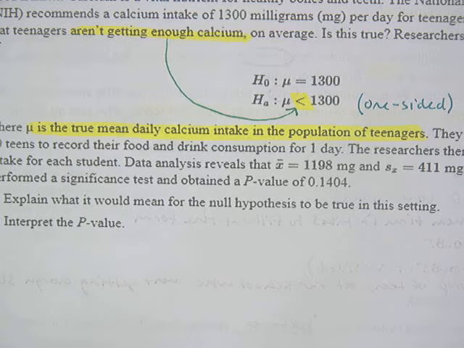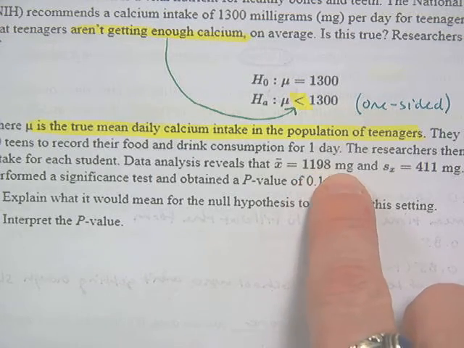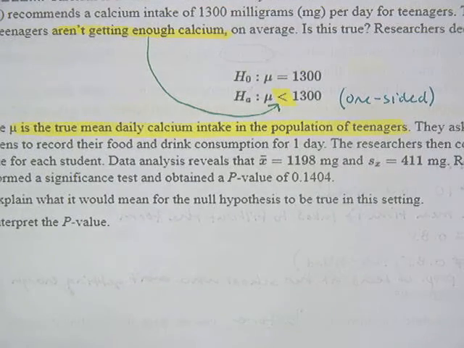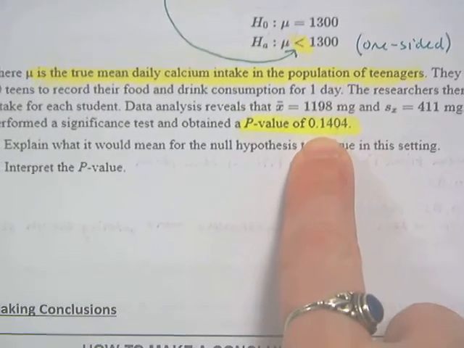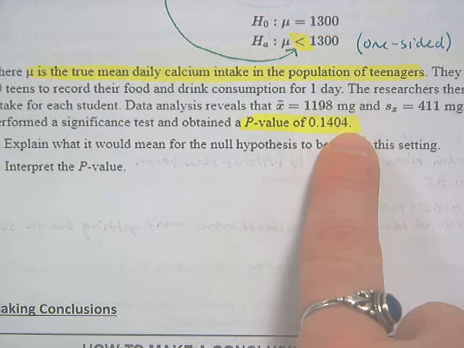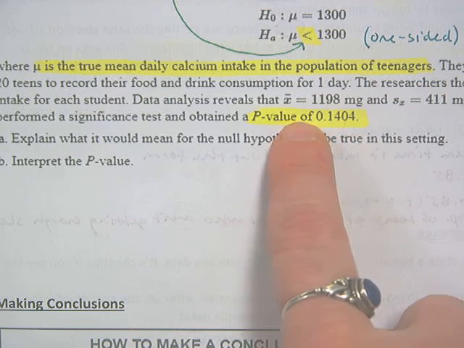So they asked this random sample of 20 teens to record their food and drink consumption for a day. They compute the calcium intake, and then the data analysis reveals that x bar is 1,198 milligrams, standard deviation 411. Researchers perform a significance test. Here's really what you care about. The p-value is 0.1404. You don't really know what that means yet, but here's a p-value.